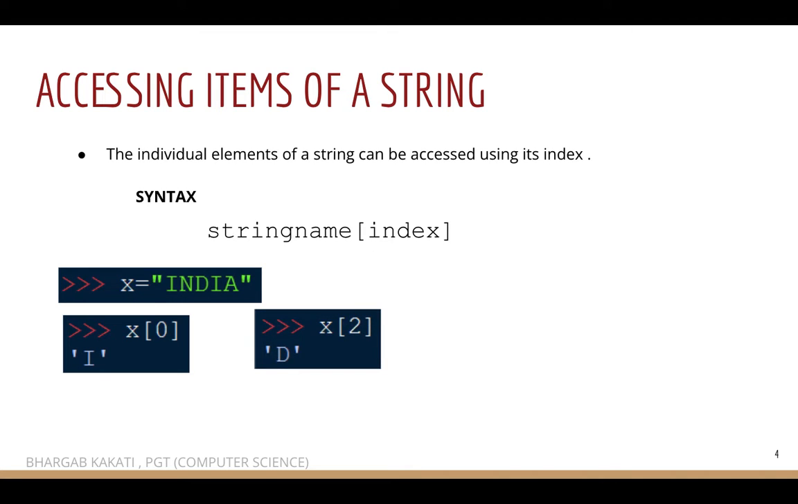If I write x[2], what is the element at index 2? It is D, so D is returned. It's not that you have to use only the forward index. If you want, you can use the backward index also.